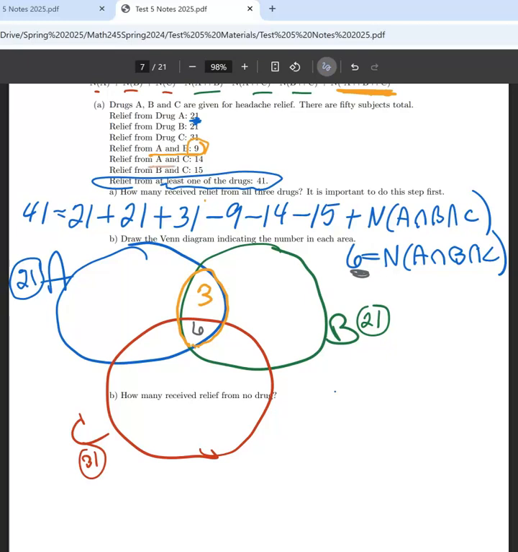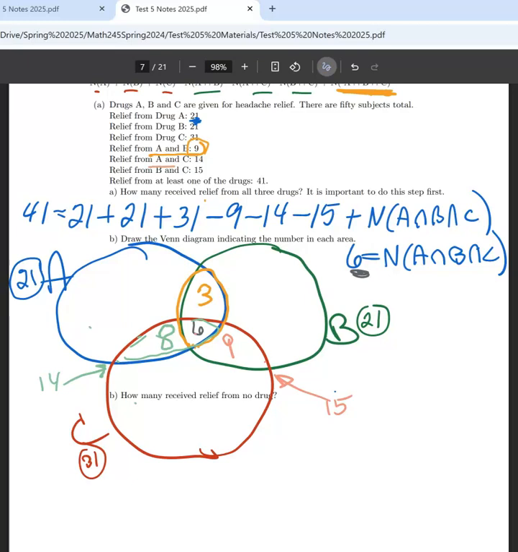Now let's do another one. If I have the intersection between A and C, let me try to get a different color here, light green, all of this needs to be 14, right? So that must mean this is 8. Then the other one, let's get this pinky color. This one is supposed to be 15. This is already 6, so that's got to be 9.